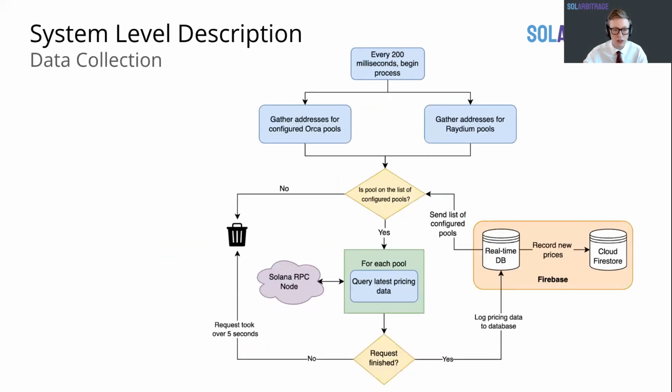So when it comes to data collection, this is a little bit of a deeper dive into it. This is a flowchart of our process. To keep it high level, we gather the liquidity pools of the pools that are configured as ones we want to trade in. This is done by gathering the user configuration from the database. Once we've completed our request to query the rates, we log the latest rates to our database.